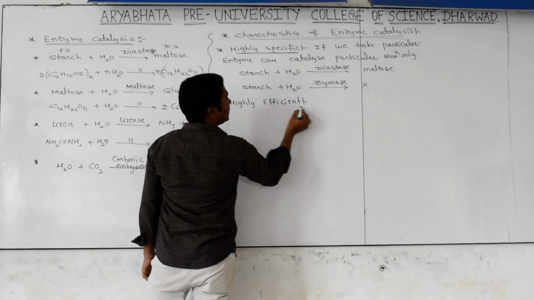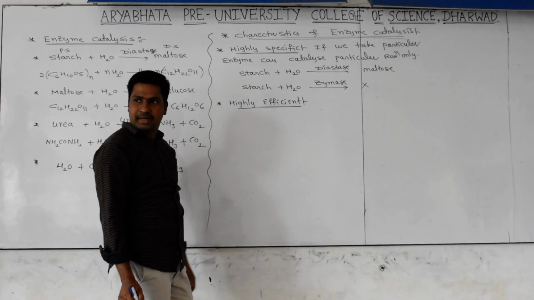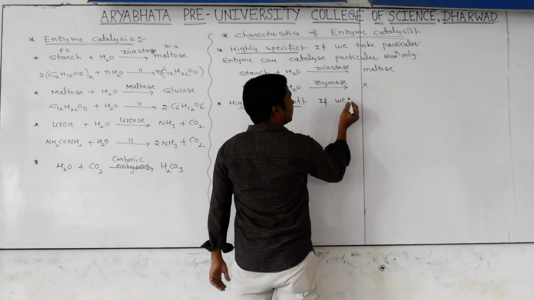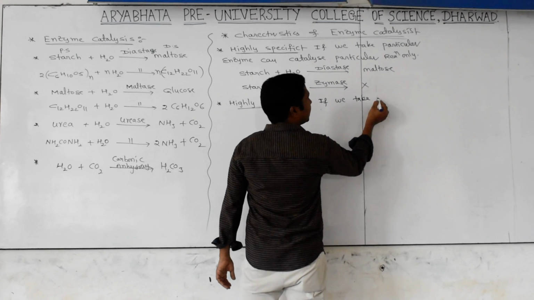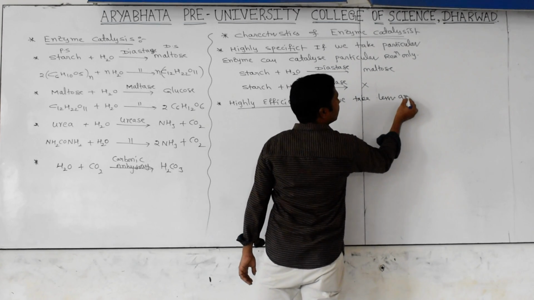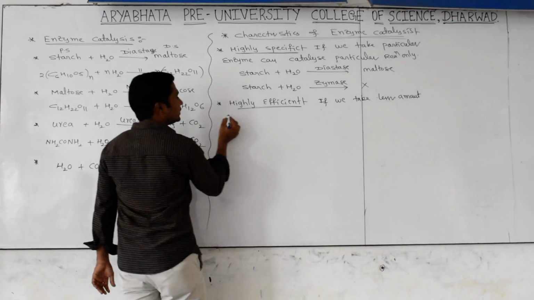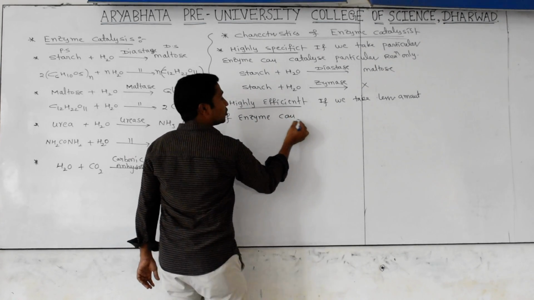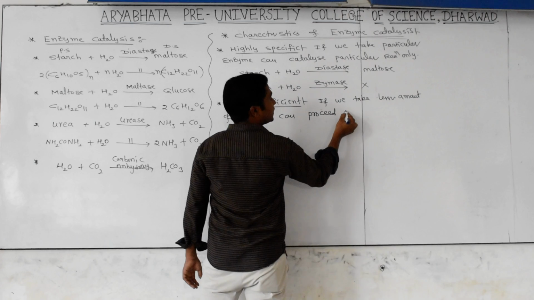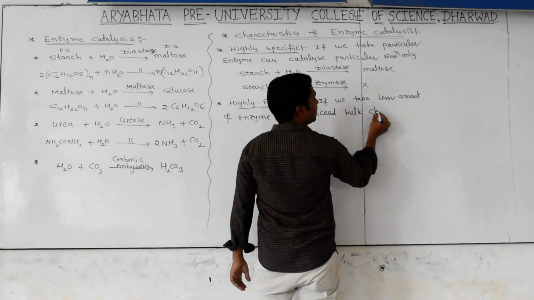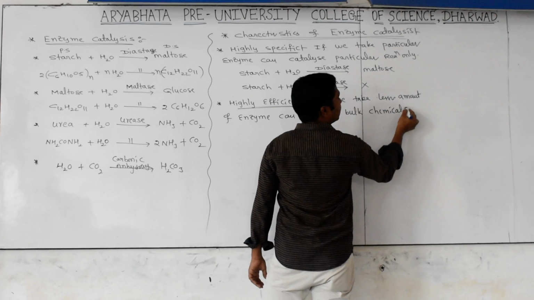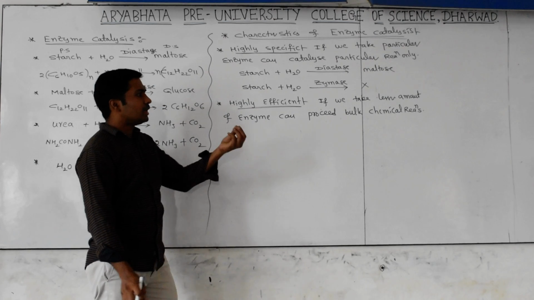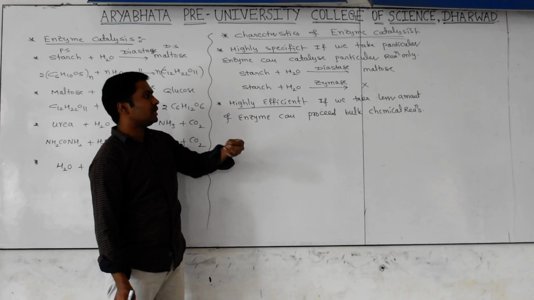What is the meaning of highly efficient? There's a lot of meaning inside it. It means if we take a very lesser amount of enzyme, it can proceed bulk chemical reactions. Did you get it? I will explain why. Highly efficient means if you take a very lesser amount of enzyme, it can proceed bulk reactions.